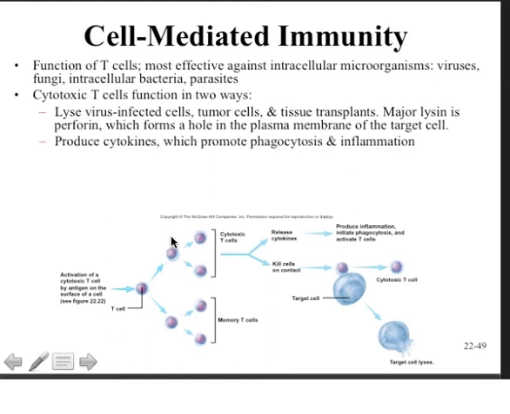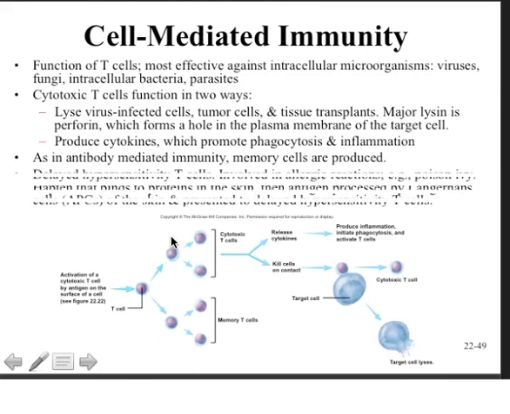They produce cytokines, which promote phagocytosis and inflammation. Again, that's going to allow us to consume and destroy the pathogen, and the inflammation, of course, brings blood to the area. As in antibody-mediated immunity, memory cells are also produced.